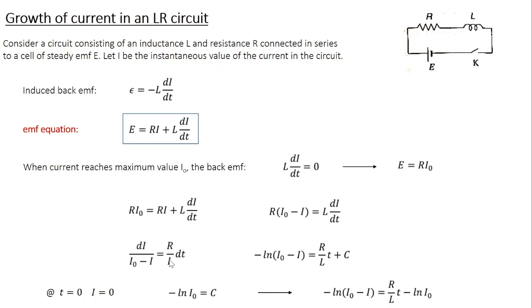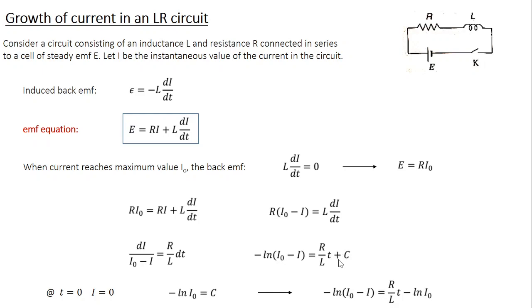When you integrate, you get minus ln of I naught minus I equal to R by L into t plus C, where C is the constant of integration. We are talking about indefinite integrals here, so you have a constant associated with the solution. Now, how do you find out the value of the constant? You can use either a boundary condition or an initial condition.